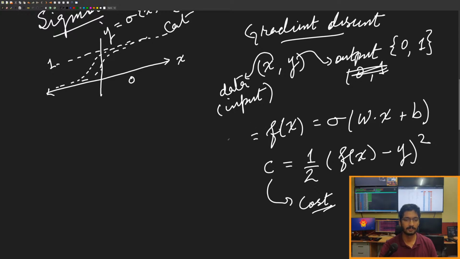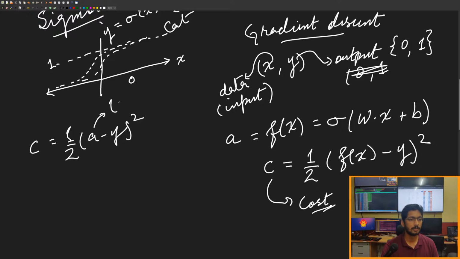Which is just this. So nothing fancy. Instead of having to write this f of x, I want to write a nice a. So that is my activation. It's quite easy to see why it's called an activation. We are doing some linear algebra, and then we are finding its activation by using this function sigma, and that gives me a. And now this cost function is just half a minus y squared.